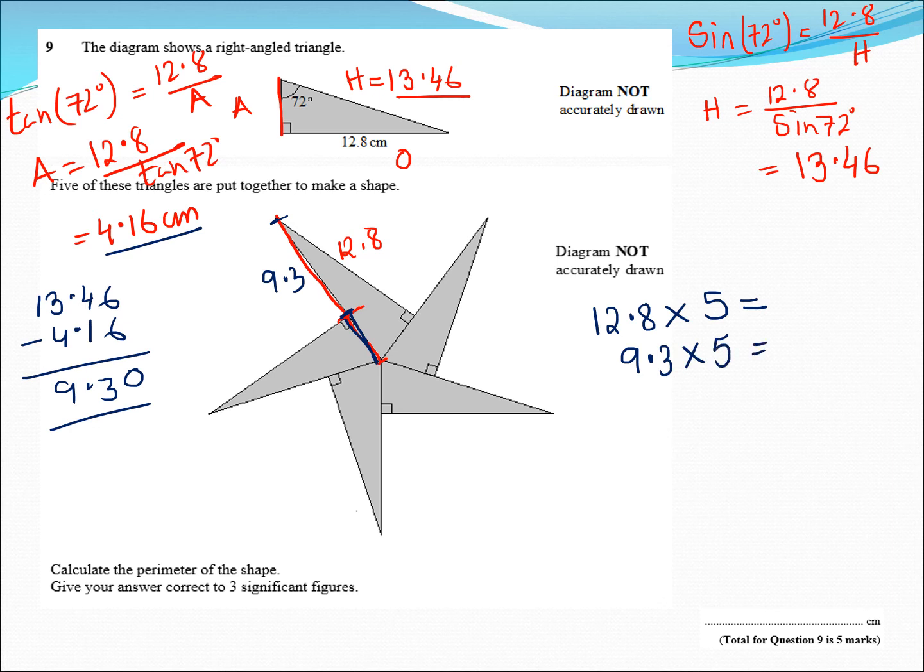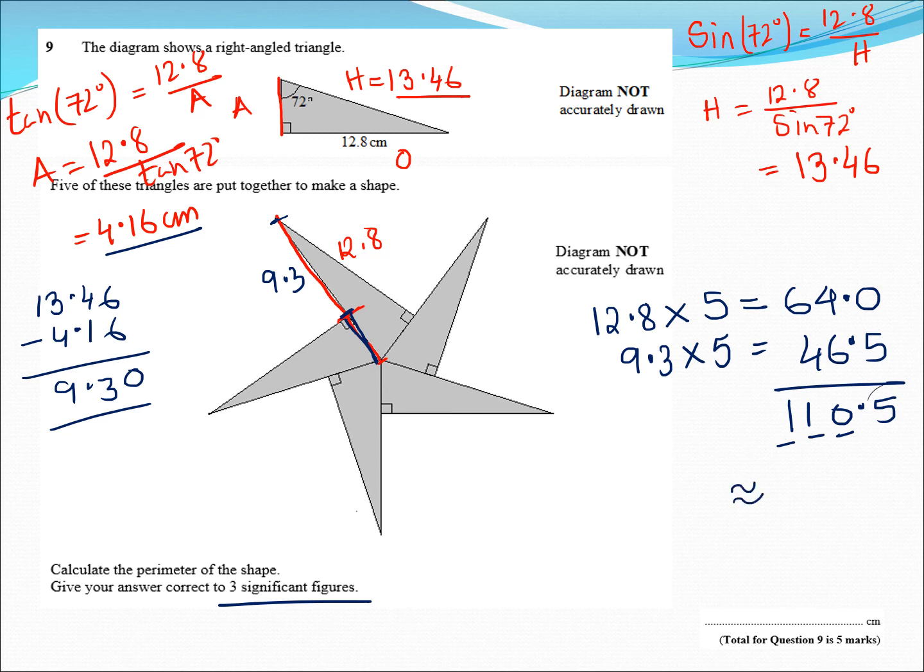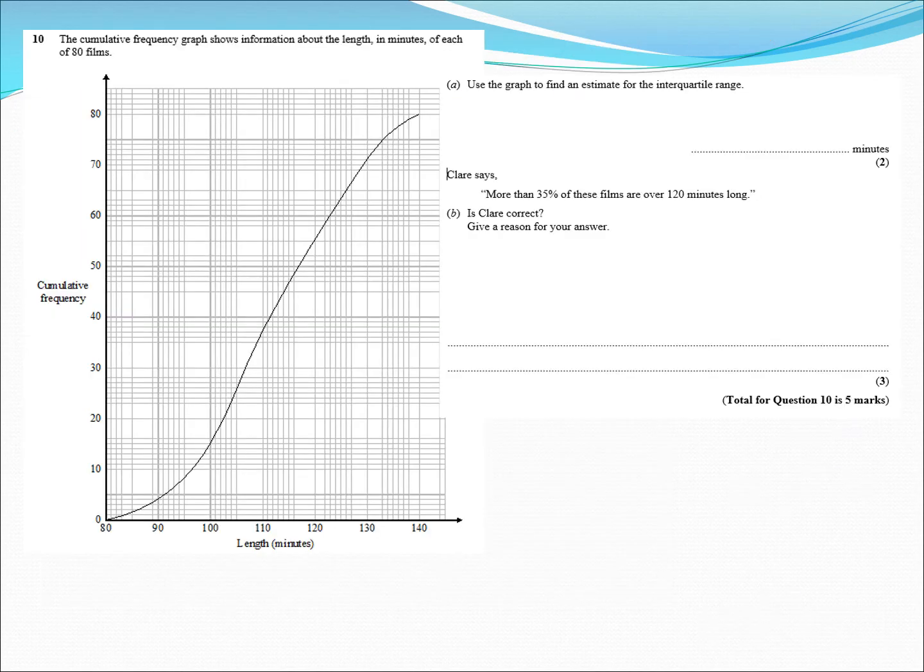So let's see how much I get. 64 and 46.5. Now if I add them together, I get 110.5. Correct to 3 significant figures, so I'm going to keep 1, 2, 3 digits. The fourth one is a 5, so it will round up to 111 centimeters, and that is going to be your answer. 5 marks. Okay, now let's move on to the 10th question.